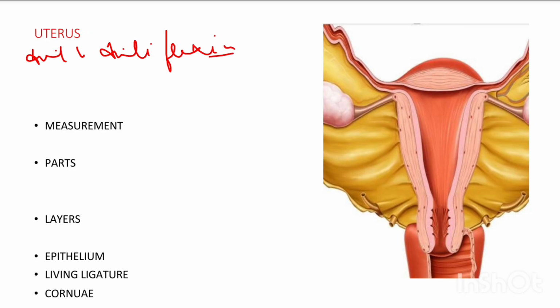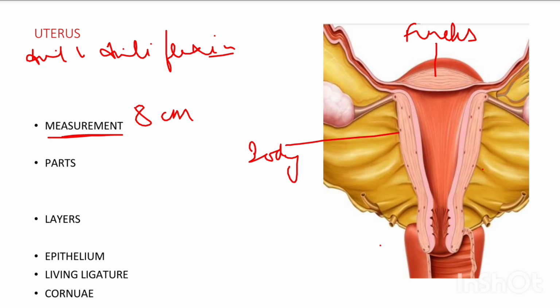Uterus usually inclines to the right, called dextrorotation, and the cervix is directed to the left. What is the measurement of uterus length? We should know it is 8 centimeter, which is divided into which parts? This is the fundus. This is the body. This is the isthmus. This is the cervix.